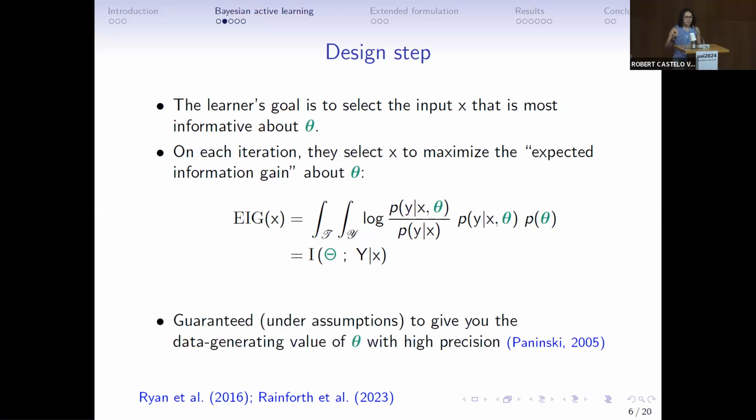This method of selecting the value of X that maximizes this equation on each iteration and then doing inference based on that provably works, in the sense that, given some assumptions, it'll give you the right value of theta with relatively high precision.